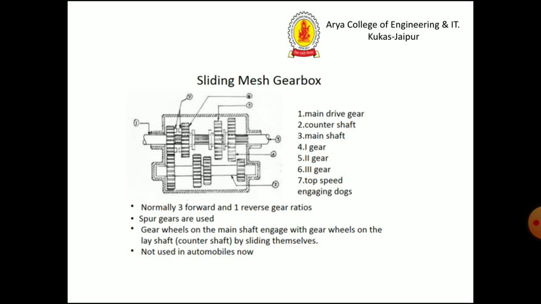which is engaged with a dog clutch. Normally 3 forward and 1 reverse gear ratios are used. Gear wheels on the main shaft engage with gear wheels on the lay shaft or counter shaft by sliding themselves, and they are not used in automobiles now.